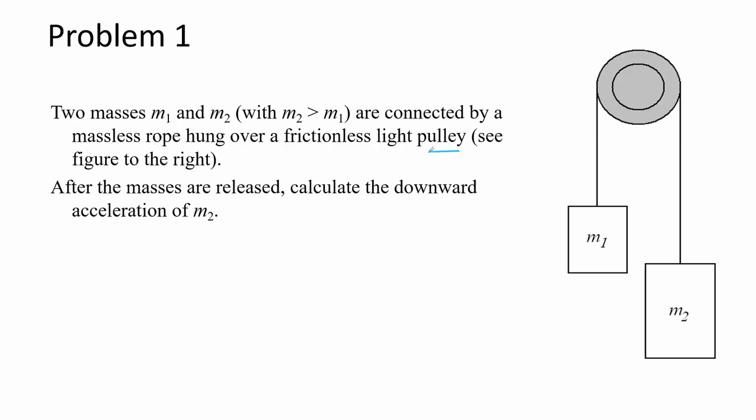So, the contribution of the rope is ignored since it is massless, and the pulley is frictionless, so it does not contribute since it does not rotate and produces no inertia that can affect the behavior of the system. After the masses are released, we are asked to find the downward acceleration of mass 2.